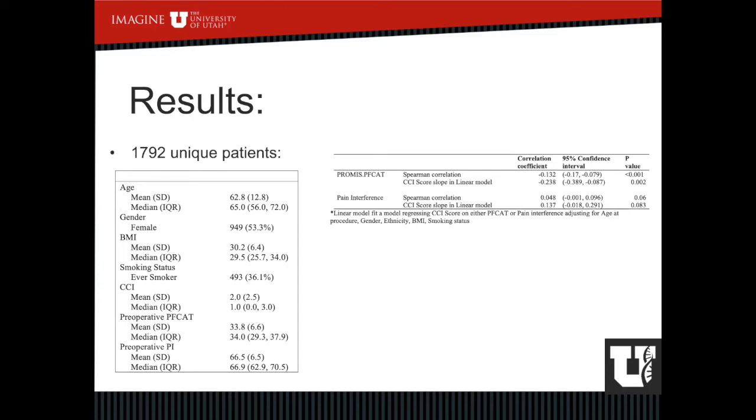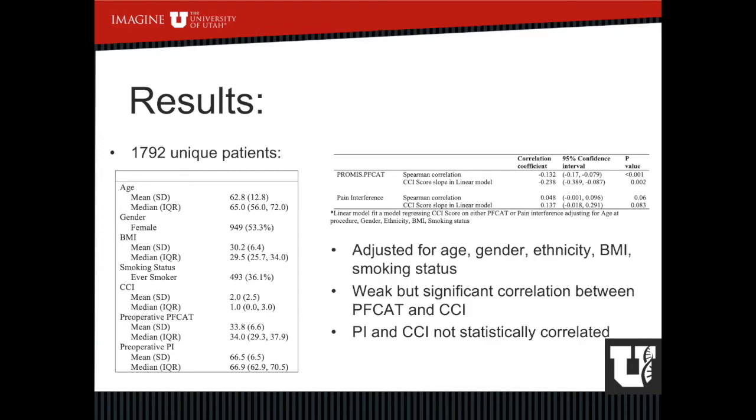The relationship between these PROMIS physical function and pain interference measures and the Charlson Comorbidity Index was a weak one. The physical function was significantly, although very weakly, correlated to Charlson Comorbidity Index, whereas the pain interference was not statistically nor relevantly related to Charlson Comorbidity Index by correlation. And those are adjusted for all the other factors that we included.